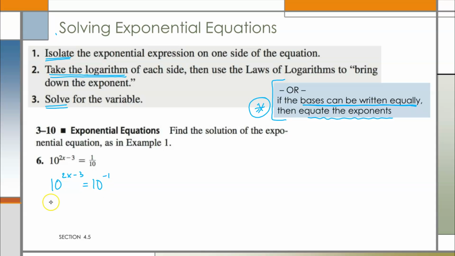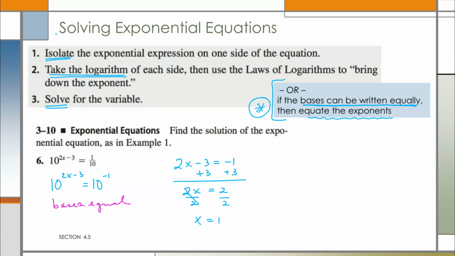In this example, we now have the bases equal. Because the base is equal, we can set the exponents equal to one another. 2x minus 3 is equal to negative 1. All right, this one we should know how to solve already. We'll start by adding 3 to both sides, so we get 2x is equal to 2. We'll divide both sides by 2, and so we get x is equal to 1.